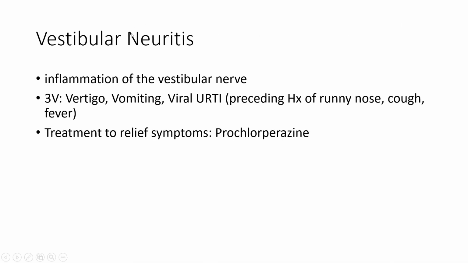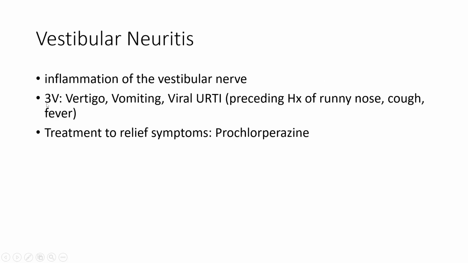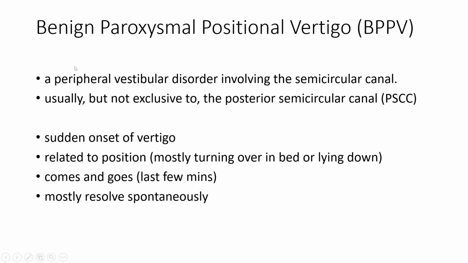Then vestibular neuritis is another important disease. It has the 3Vs, the vertigo, vomiting, and there is a previous or recent history of viral upper respiratory tract infection. If you have only these three, you think of vestibular neuritis. While if you have the vertigo, vomiting, and the viral upper respiratory tract infection, and this person has what? Deafness or tinnitus. That's the difference. So you know which one to pick.